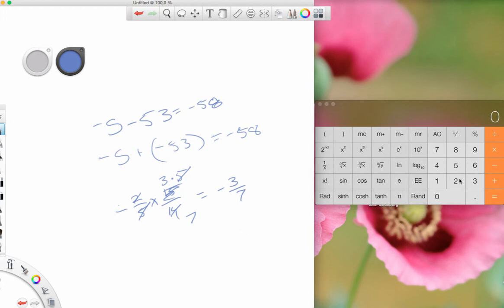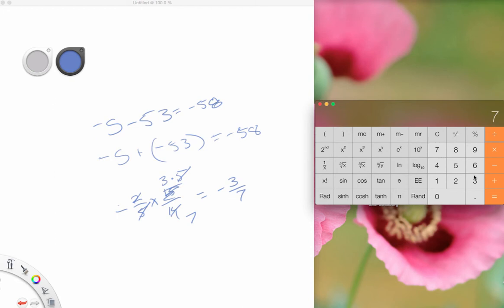Now if I want to use a calculator for this, let's actually do that. 3 divided by 7 is this number, and I can make it negative. Okay, so that's negative 3/7. Now, one thing to realize is that this is a continuing decimal, so you can't always go that route.